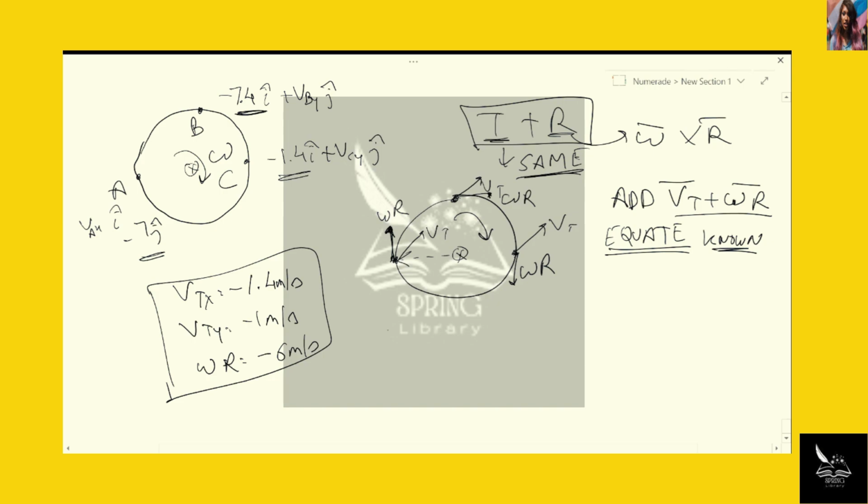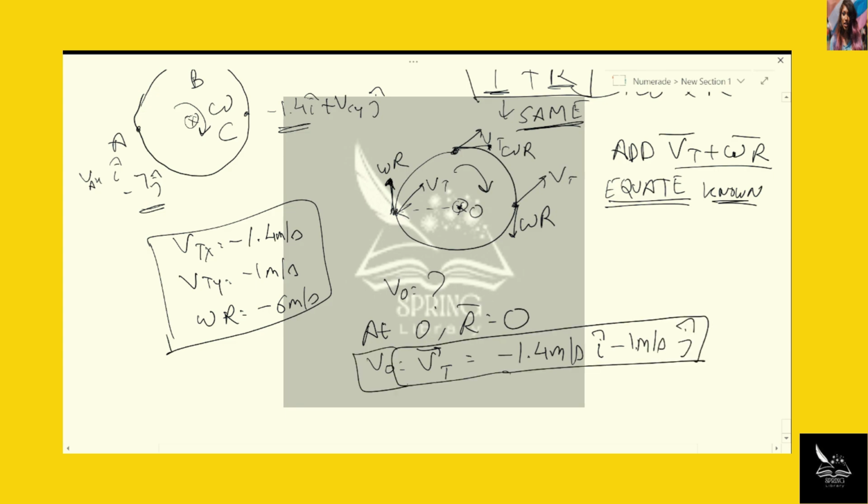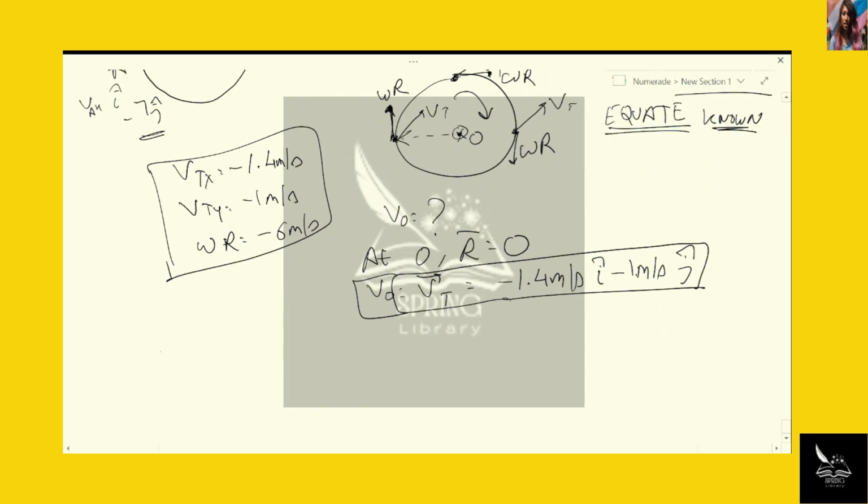In this problem, the first question is, what is the velocity of the origin? At the origin, r is 0 because this is the origin of our coordinate system. So then VO is just going to be Vt, which will be minus 1.4 meters per second i minus 1 meter per second j. So this is our Vt, which is simply our VO. Now, at what point is the velocity 0? This is asked.